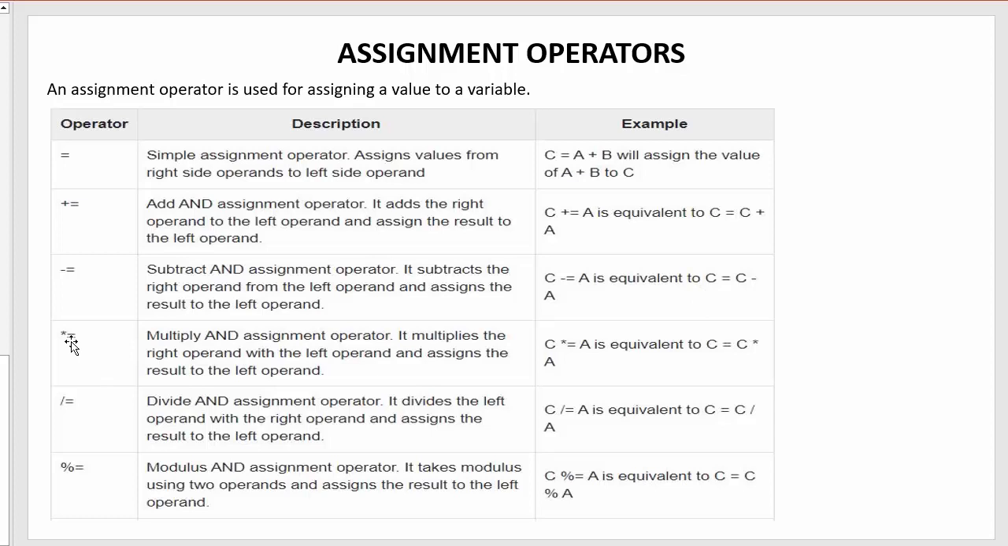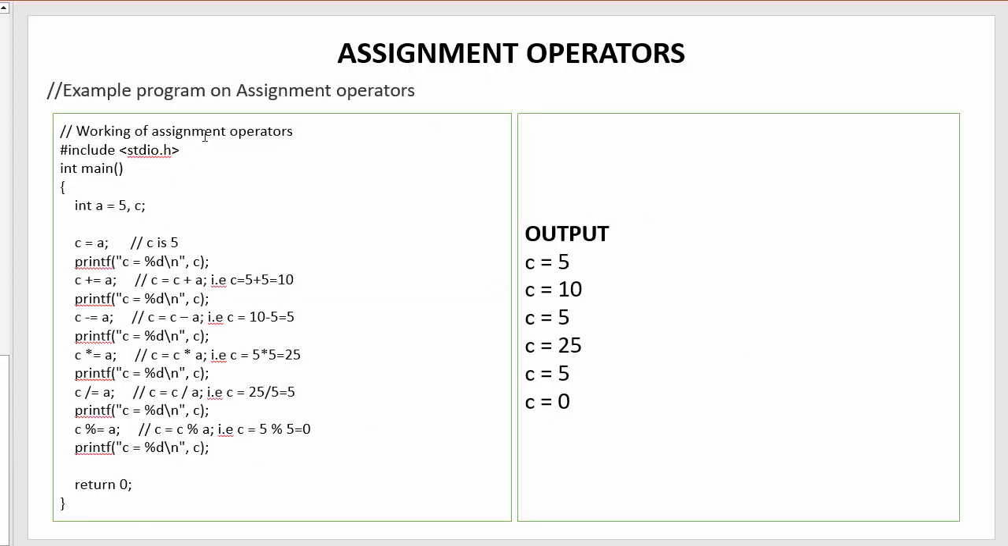Next we have the star equal operator. So c star equal a is equivalent to c equals c star a. So first the c star a operation gets performed, and the output of c star a gets assigned to variable c. And the same concept gets applied to divide equal and then modulus equal operators. Each and every one of these operators is used to assign the value from the right side to the left side operand. Now let us move ahead to discuss the assignment operator in further detail with the help of an example.